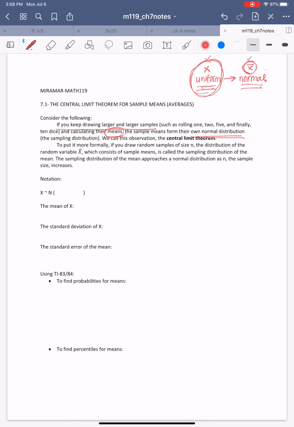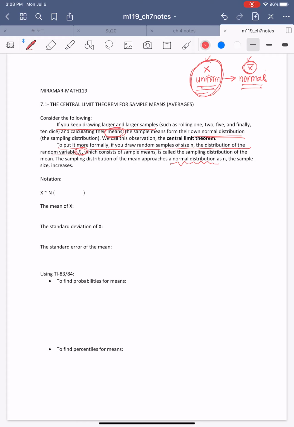To put it more formally, if you draw a random sample of size n, the distribution of the sample means, so we had an x, now you have an x bar, is called the sampling distribution of the mean. The sampling distribution of the mean approaches a normal distribution as the sample size increases.